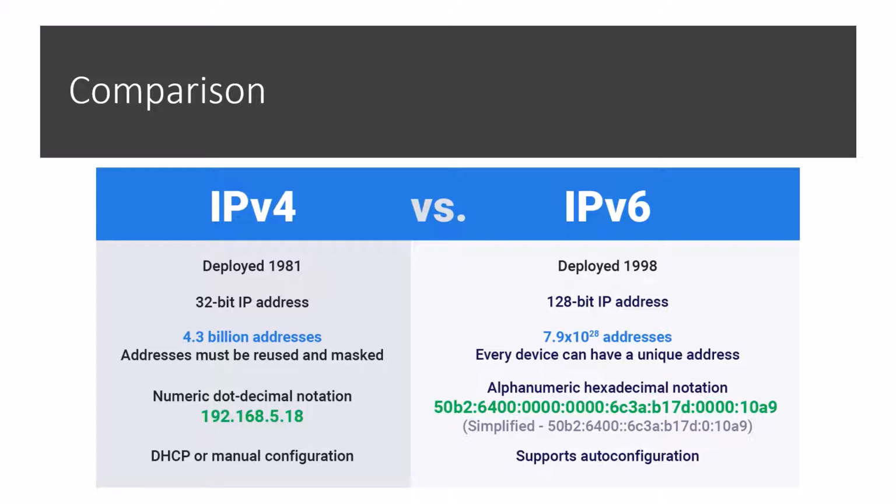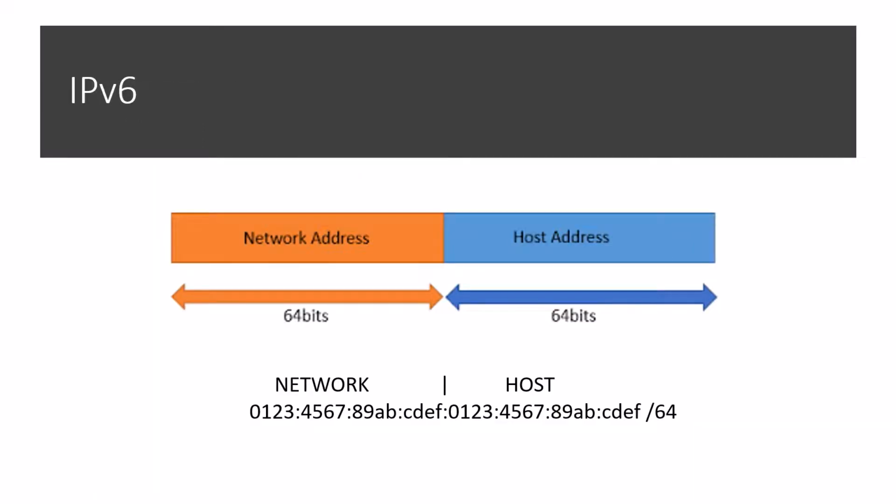IPv4 comprises numeric decimal notation, whereas IPv6 comprises alphanumeric hexadecimal notation. IPv4 uses DHCP or manual configuration, whereas IPv6 supports auto-configuration. IPv6 consists of both a network and a host section. Unlike IPv4's use of a subnet mask, IPv6 uses a / and the number of network bits.